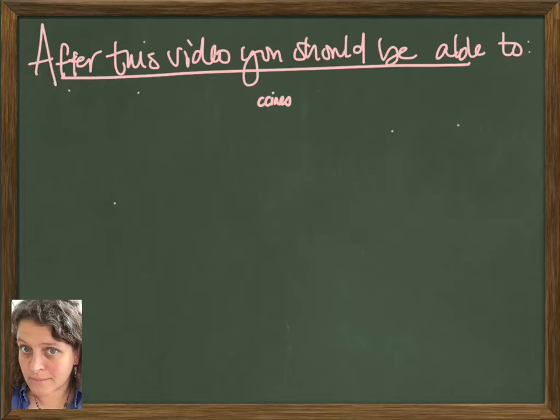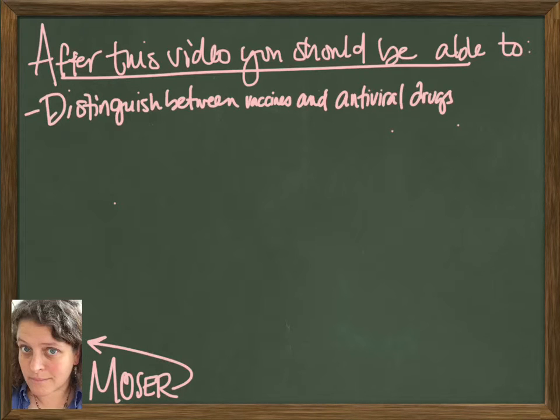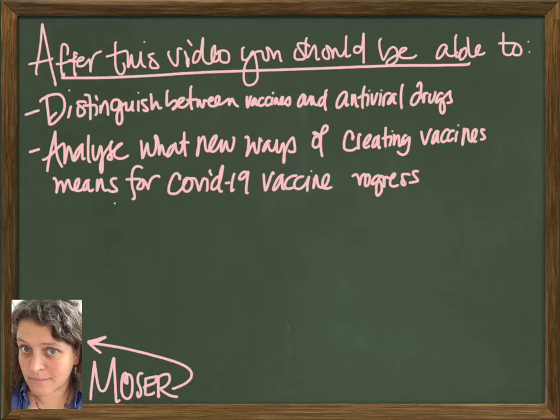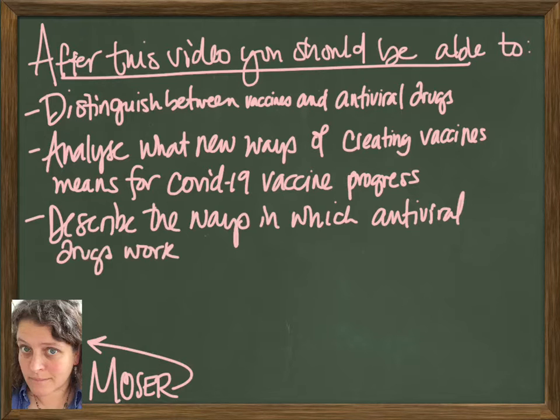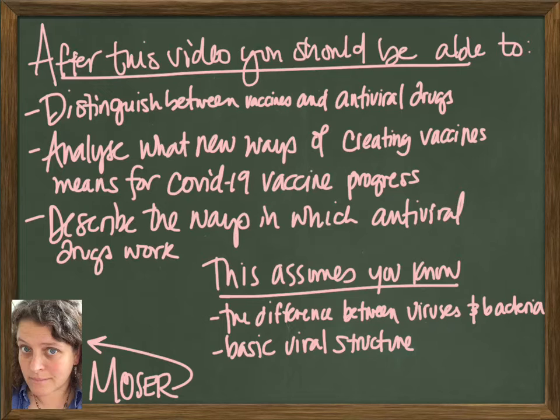It's me, Moser, and after this video, you should be able to distinguish between vaccines and antiviral drugs as means of fighting viruses. You should be able to analyze what new ways of creating vaccines mean for COVID-19 vaccine progress and describe the ways in which common antiviral drugs work. This all assumes that you know the difference between viruses and bacteria, as well as just a little tiny bit about basic viral structure and function.